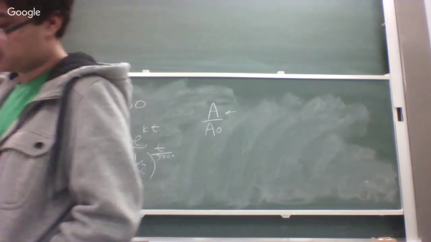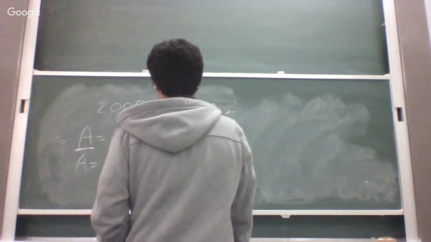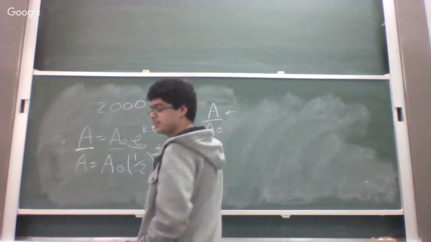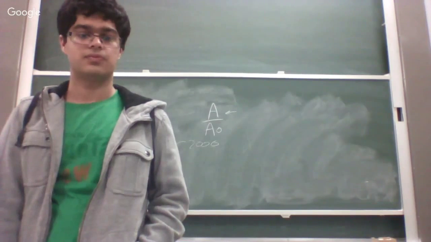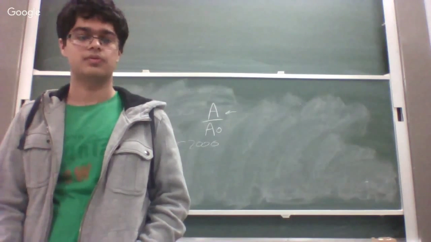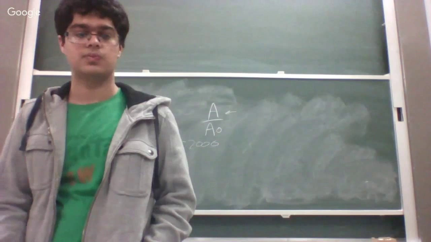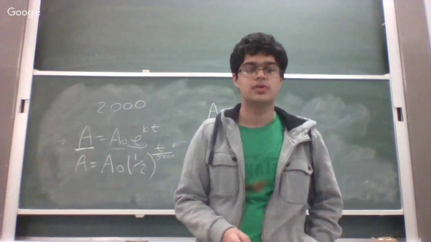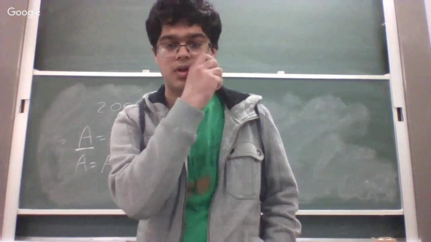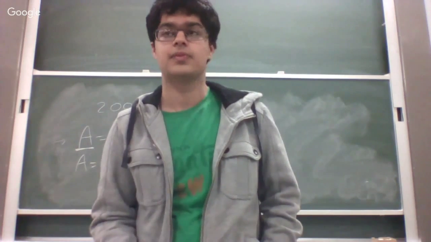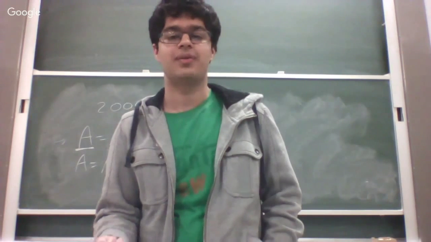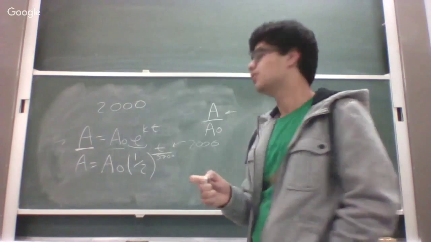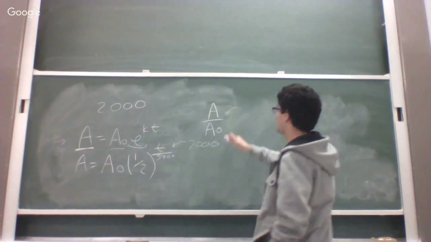So we have t is equal to 2,000, okay? So we have 2,000 here. Oh, wait, never mind. That's why they did 1 minus. Yeah, they did 1 minus because that's the amount that has disintegrated. Okay?